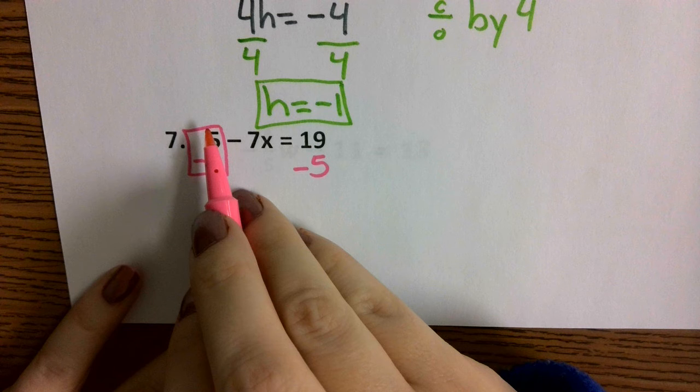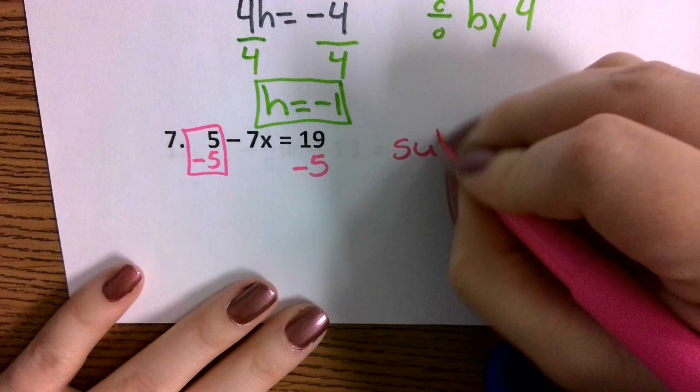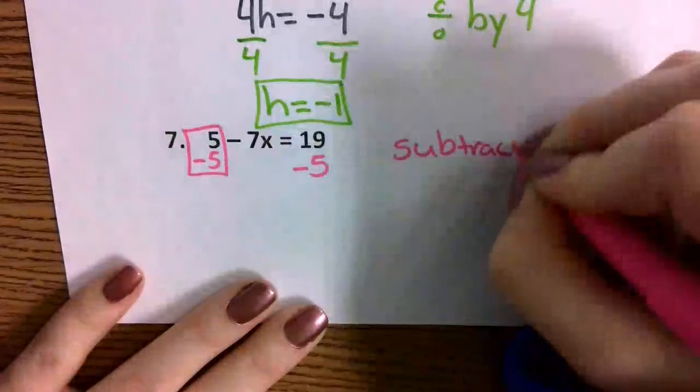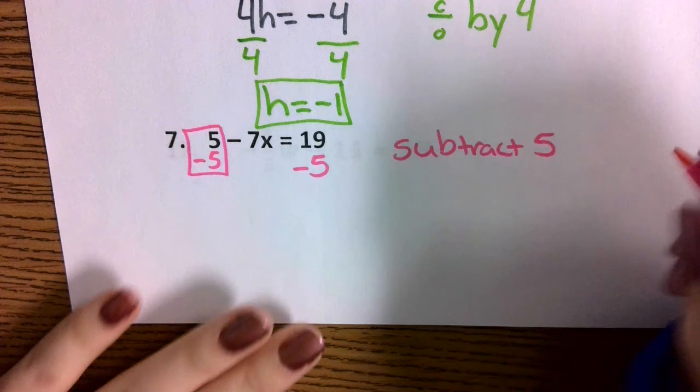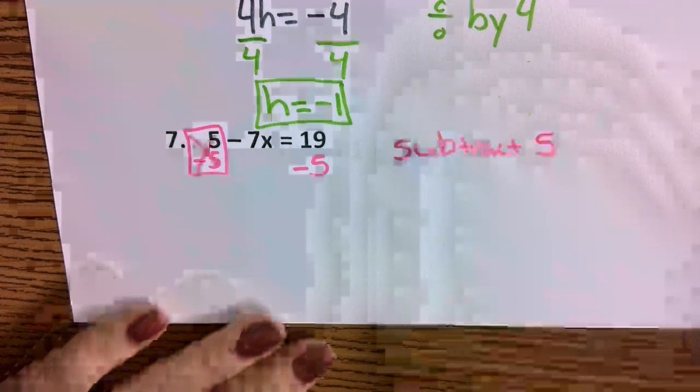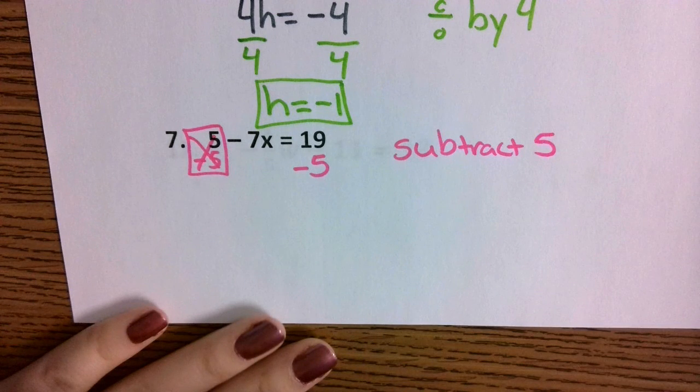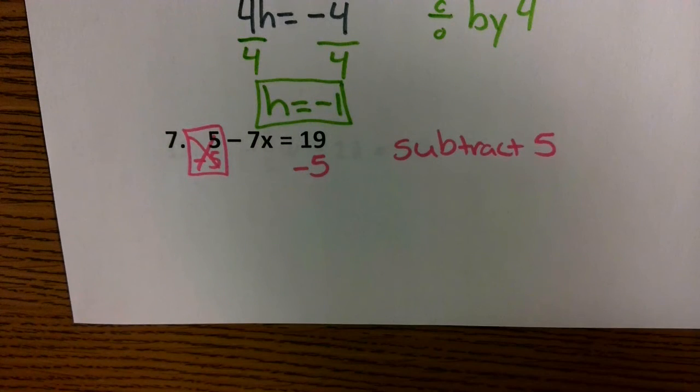Even though it's a minus sign, even though it's a subtraction problem, we're not subtracting the 5 in the problem. We're actually dealing with a positive 5. So the inverse of a positive 5 is to subtract 5 from both sides. Those are going to get canceled out.